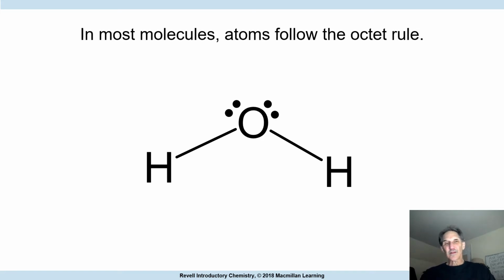outer orbital. Hydrogens just have to complete a duet because they just have 1 energy level, and you only put 2 electrons in the s, the first orbital. The oxygen still has 2 lone pairs, 2, 4, 6, 8, so it's happy also. And you'll notice this is drawn as a bent molecule.